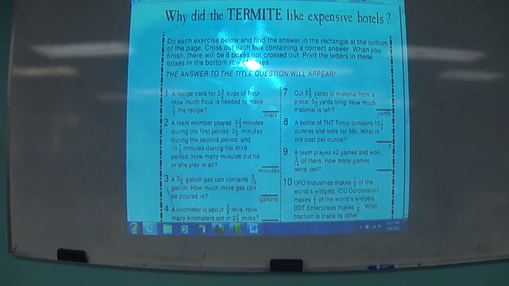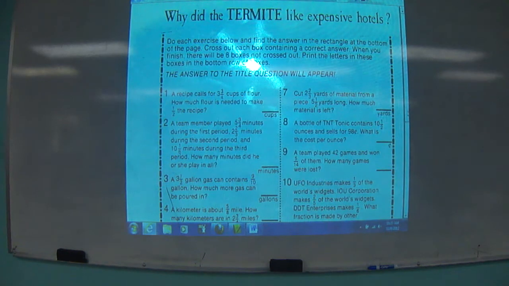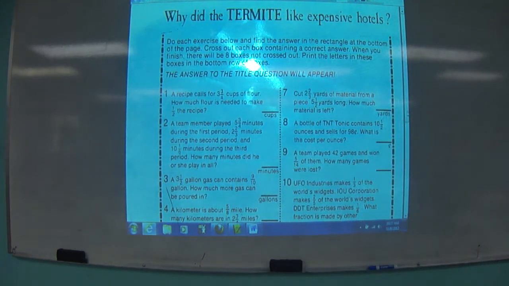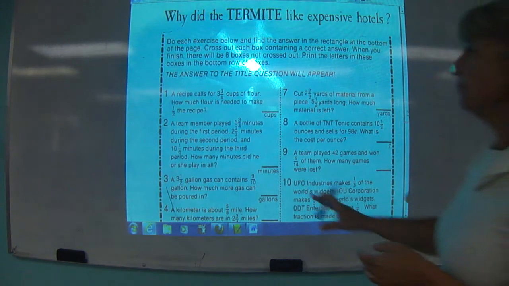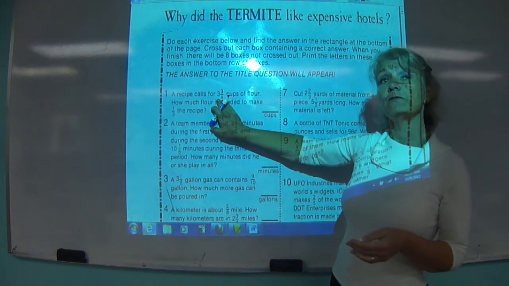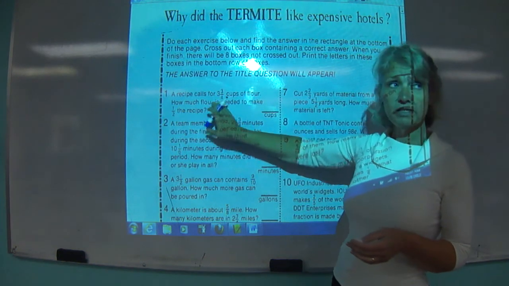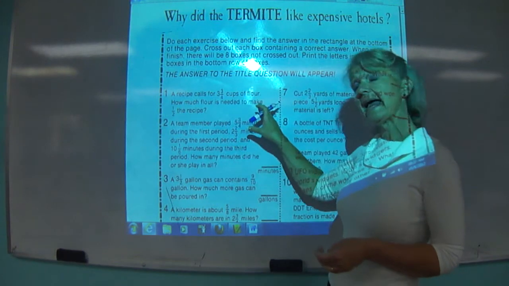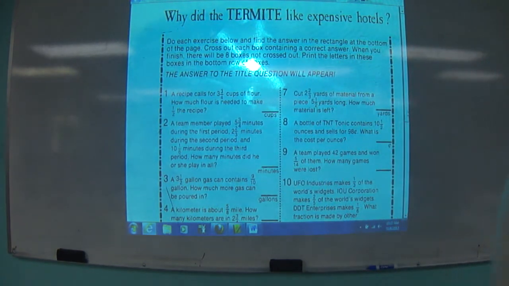Okay, we're talking about multiplying fractions today, but here are word problems. So they're more application, more real world, if you will. Recipes is how we use fractions quite a bit in the real world. So the recipe calls for 3 3/4 cup of flour. We did this a lot last week. How much flour is needed to make half the recipe?